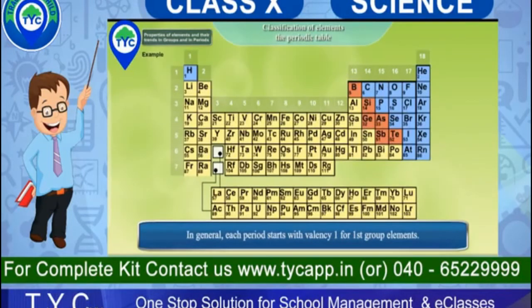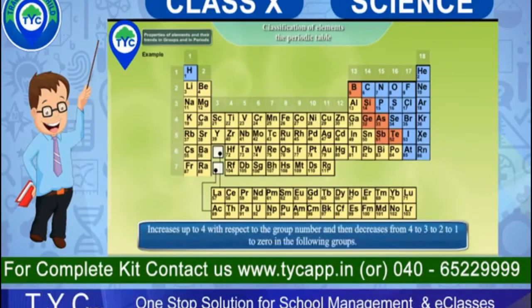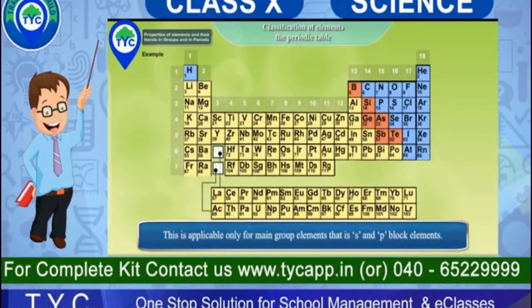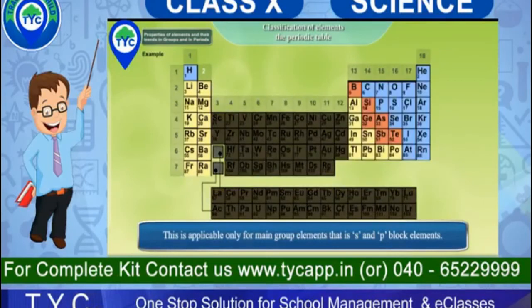In general, each period starts with valency 1 for first group elements, increases up to 4 with respect to the group number, and then decreases from 4 to 3 to 2 to 1 to 0 in the following groups. That is, this is applicable only for main group elements, that is, S and P block elements.